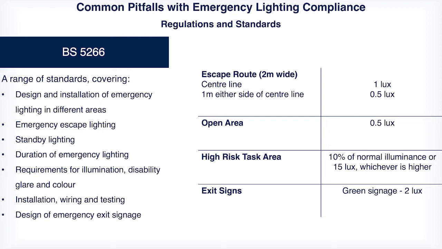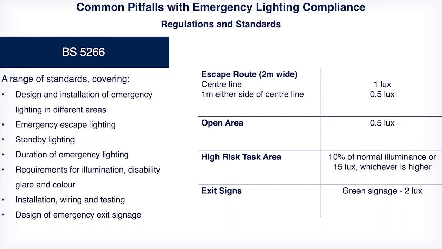First of all, on escape routes. Escape routes that are up to 2 meters wide, which typically is corridor areas, will require 1 lux on the floor along the center line, and that's a minimum of 1 lux. So every light point across the center line of an escape corridor must be lit to a minimum of 1 lux. Either side of that line it must be 0.5 lux. So that's across the entire width.